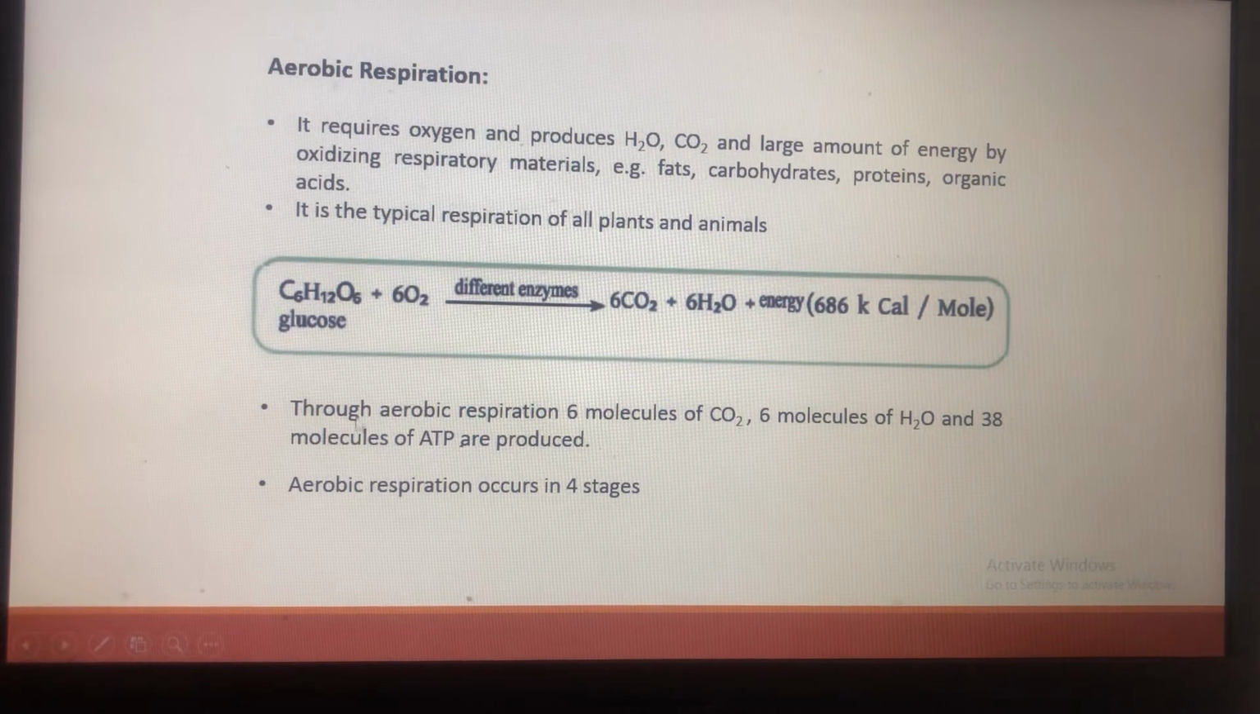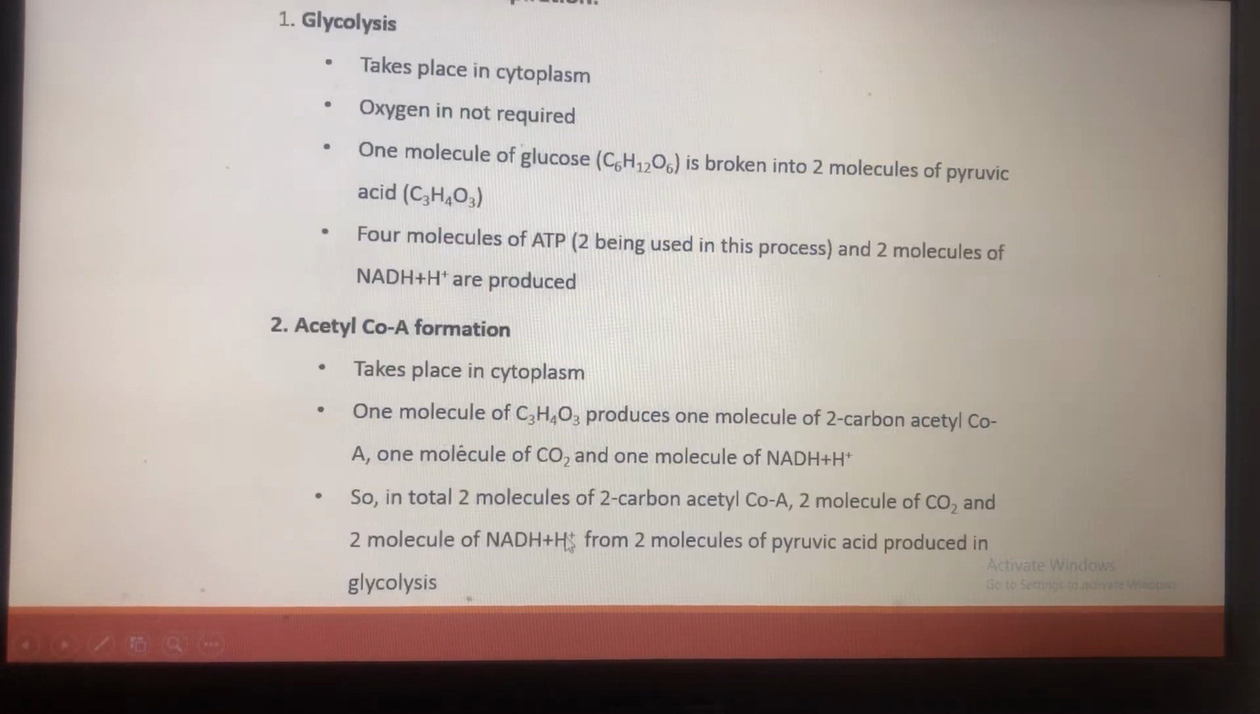Aerobic respiration occurs in 4 stages. First stage of aerobic respiration is glycolysis, which takes place in the cytoplasm. As we are studying aerobic respiration and we know that oxygen is a must for this process, but for the first stage, which is glycolysis, oxygen is not required. That means it can occur in the absence of oxygen.